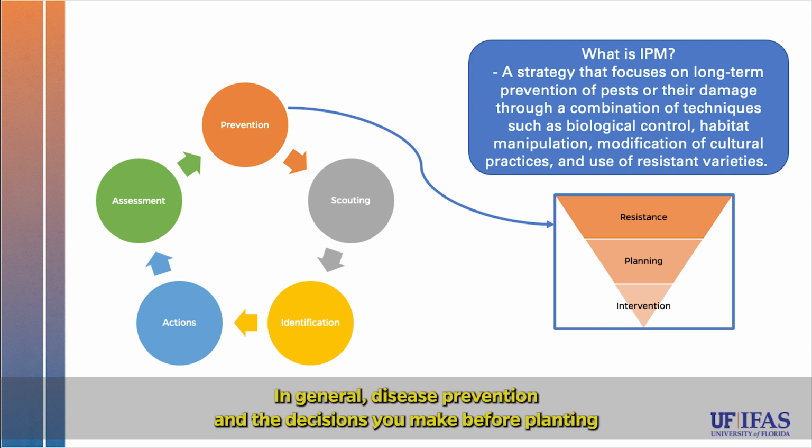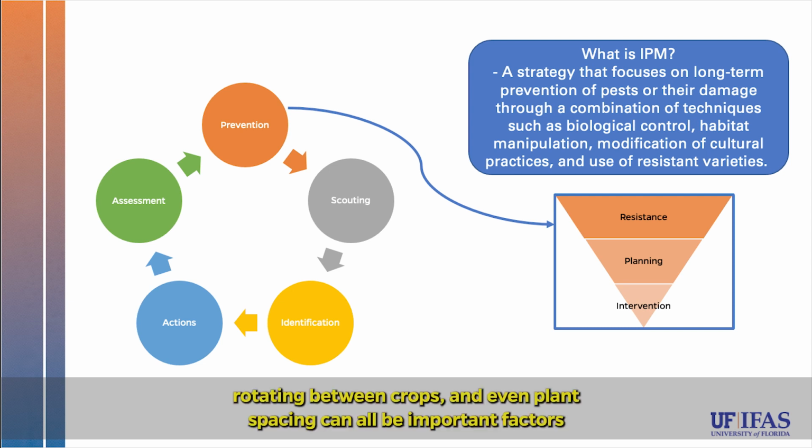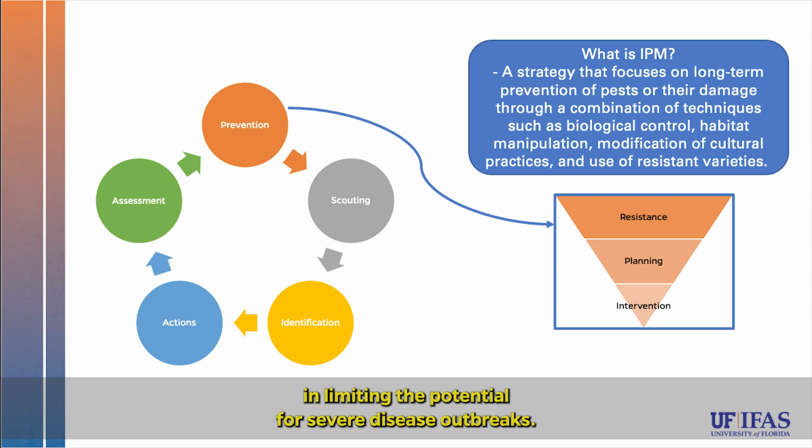In general, disease prevention and the decisions you make before planting hold the most weight when it comes to having a successful crop. The actions you take leading up to planting, such as choosing a variety, rotating between crops, and even plant spacing, can all be important factors in limiting the potential for severe disease outbreaks.